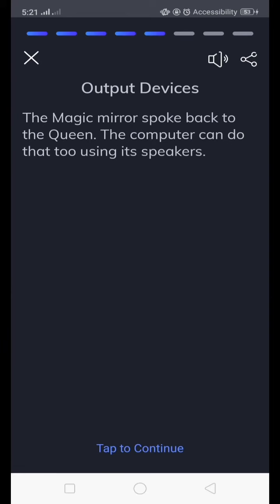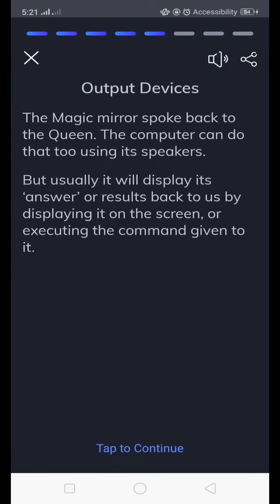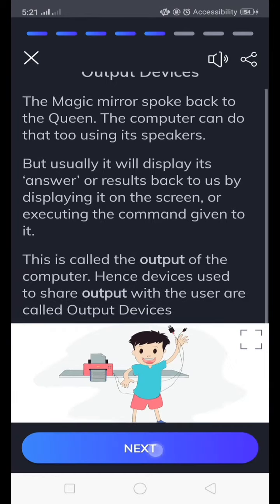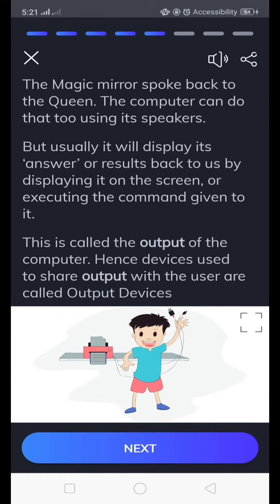The magic mirror spoke back to the queen. The computer can do that too using its speakers. But usually it will display its answer or results back to us on the screen or by executing the command given to it. This is called the output of the computer. Hence, devices used to share output with the user are called output devices.